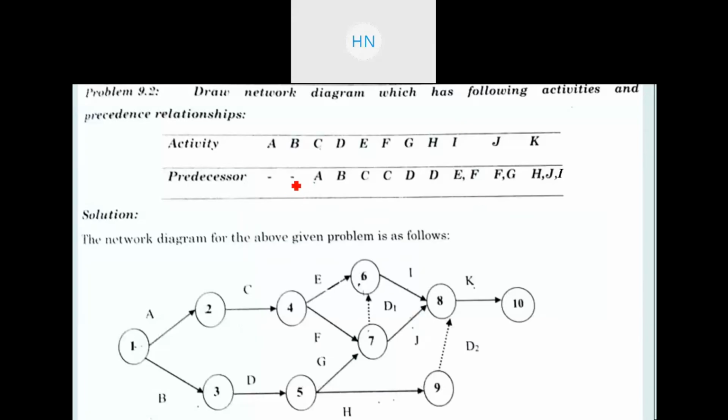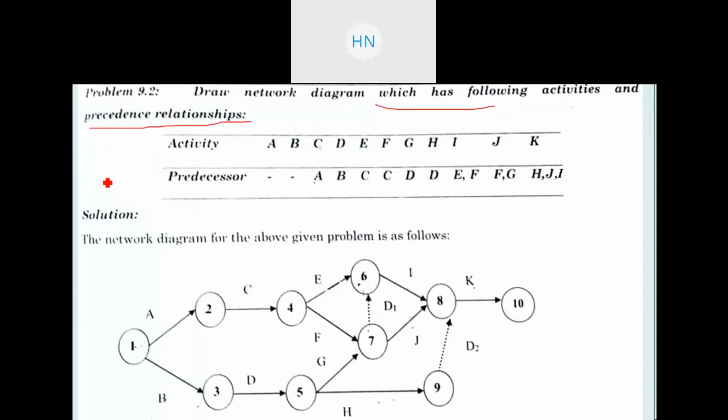So let us start in today's lecture with one more example for this network construction, right? So first of all, read the data that you are given. What you are given is about basically drawing a network diagram. What you are given is to draw a network diagram which has the following precedence relationships, right?